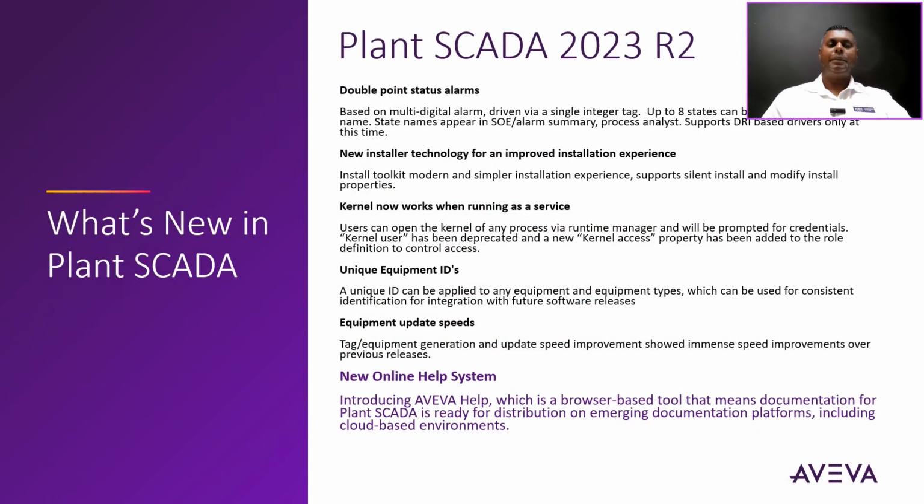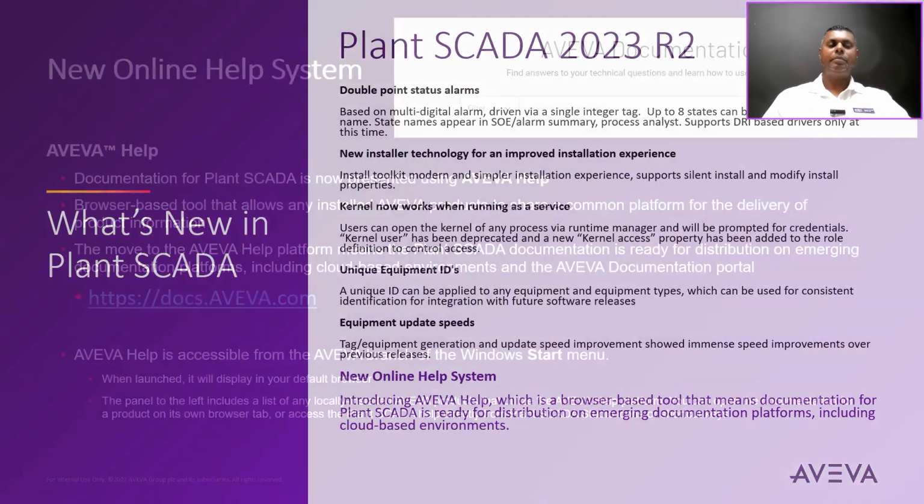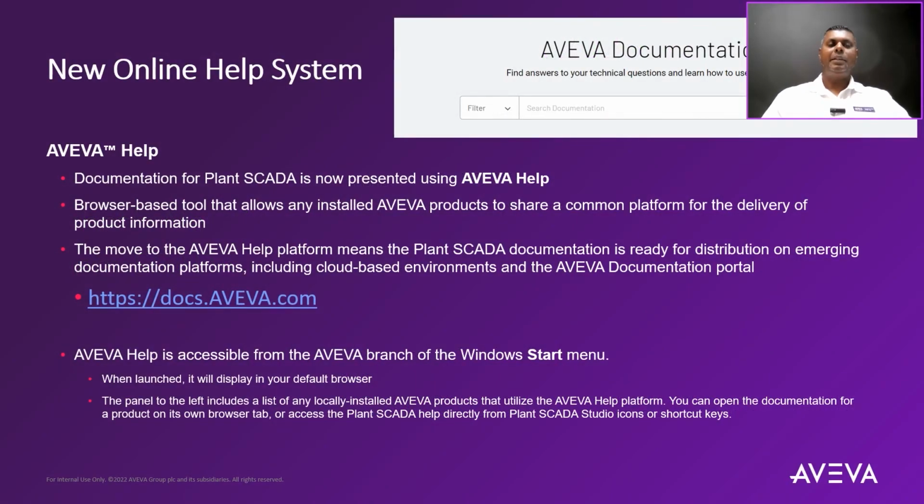The new online help system is a browser-based tool that means documentation for Plant SCADA is ready for distribution on emerging documentation platforms, including cloud-based environments. Plant SCADA is now aligning towards the AVEVA help standard, which is browser-based, that allows any installed AVEVA product to share a common platform for the delivery of product information.